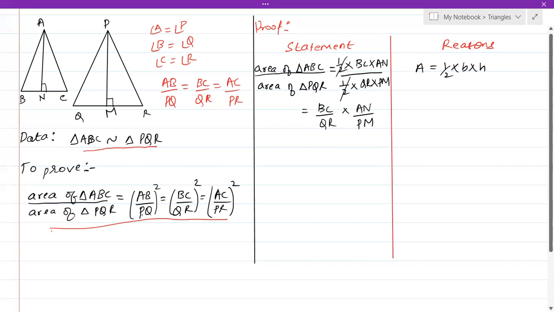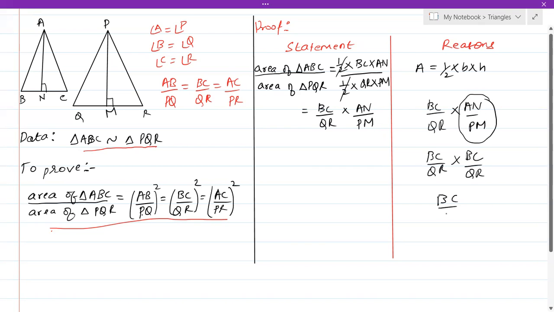Remember, the theorem is done when we replace this AN. If you replace this AN, let me do the other side. See, what we have got is BC by QR into AN by PM, isn't it? Instead of this AN by PM, if I get BC by QR itself, then it will become BC by QR the whole square. That is one part of the theorem done.